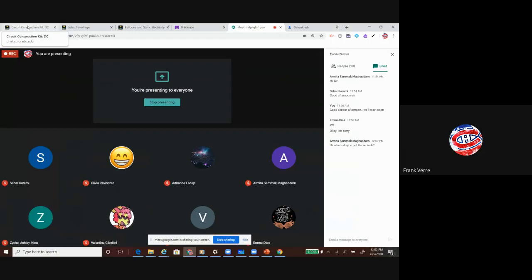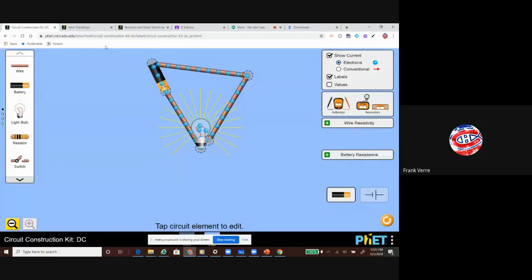So this is current electricity, okay? What's happening in current electricity is you can see the electrons are just moving around constantly, like current in a river. This is current electricity, okay? This is what we're going to talk about next week.